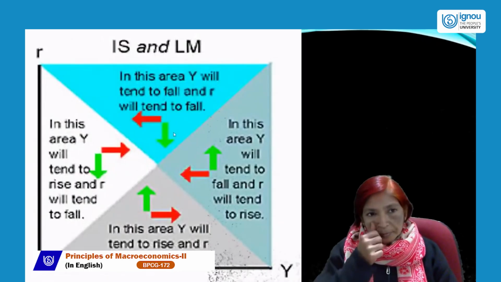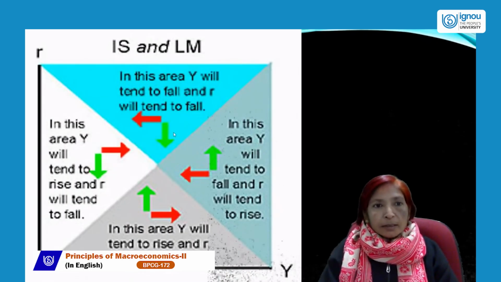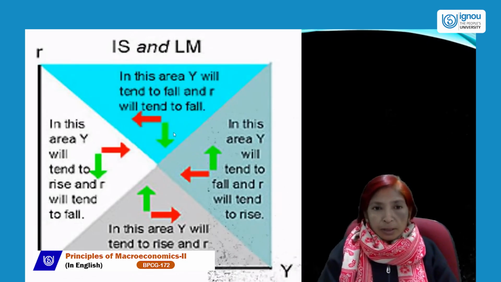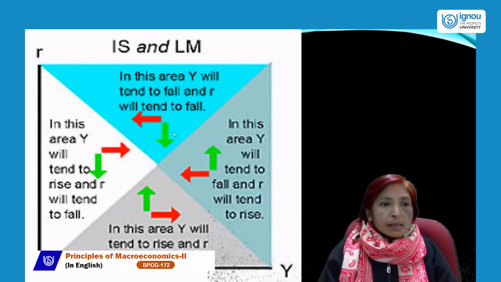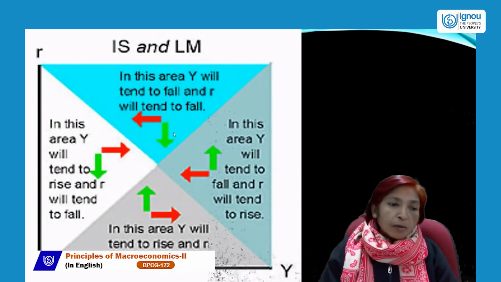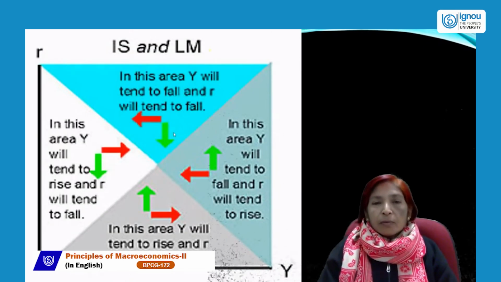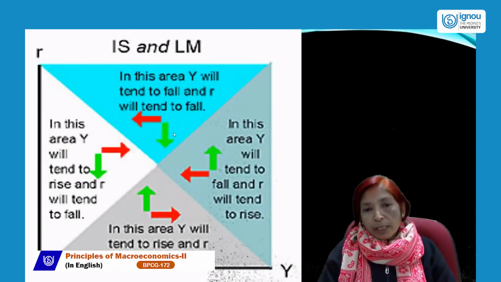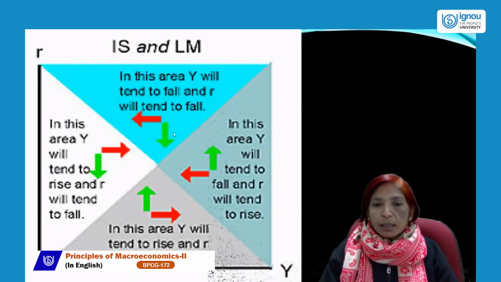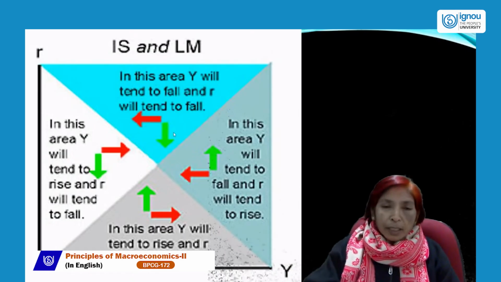Now next is IS and LM. In the first quadrant, in this area, Y will tend to fall and the rate of interest will tend to fall. It means both will fall. And in the second quadrant, in this area, Y will tend to rise and r will tend to fall. In the third quadrant, in this area, Y, meaning income, will tend to rise and the rate of interest will tend to rise. And in the fourth quadrant, in this area, Y will tend to fall and r will tend to rise.